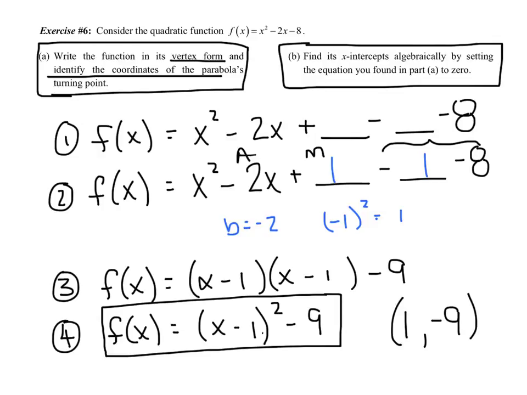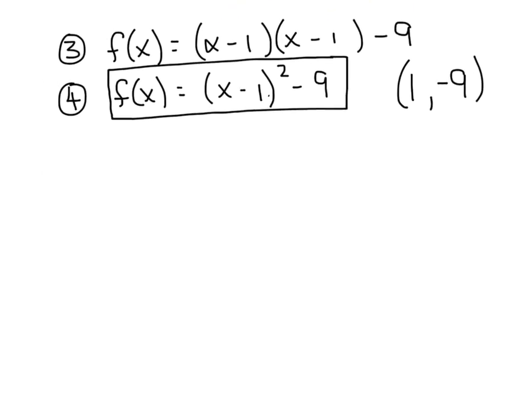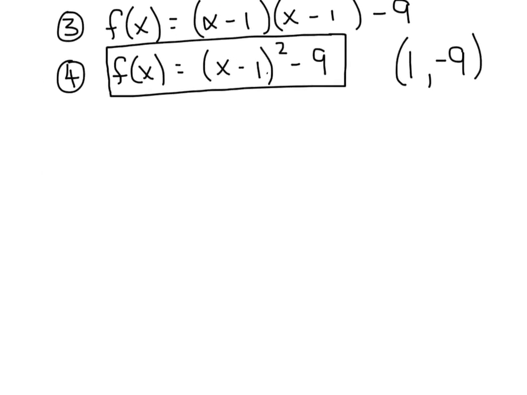Okay, now for Part B, they want me to find the x-intercepts algebraically by setting the equation equal to 0. They're telling me to set the equation equal to 0, so I'm going to do exactly what they told me to do. I'm going to set this equation that I just developed, (x minus 1) quantity squared, minus 9, equal to 0, okay?